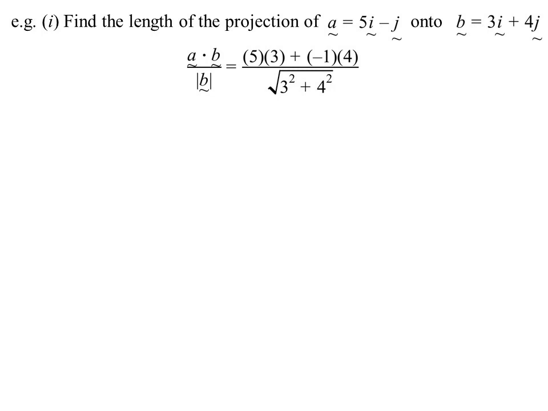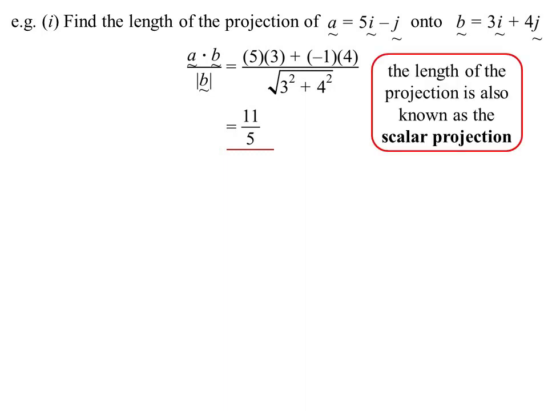It's just this u cos theta part we're trying to find. The length of that projection. So we have a dot b in this case over the magnitude of b. So 5 times 3 plus negative 1 times 4 over square root of 3 squared plus 4 squared, 11 on 5 would be the length of that projection. Okay. Sometimes you'll see that called the scalar projection rather than the vector projection, because we're just interested in the number. We're not interested in the direction or anything, so we sometimes call it a scalar projection.